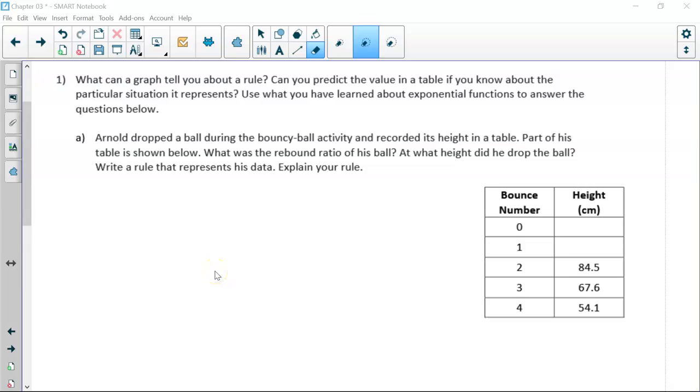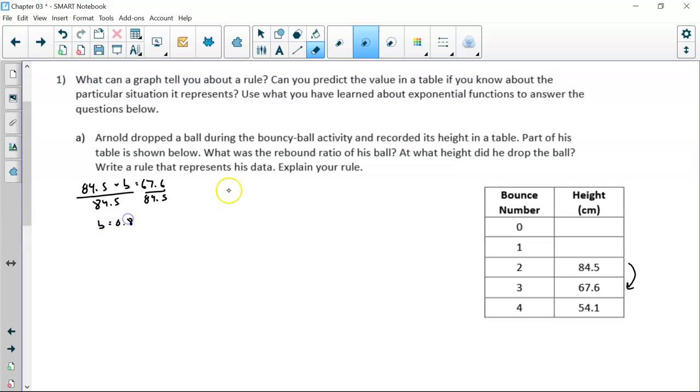So they want us to find the rebound ratio. Now the rebound ratio is really just our multiplier. So to go from 84.5 to 67.6, we're multiplying. So 84.5 times B equals 67.6. Divide both sides by 84.5, and you'll get B equals 0.8. So our rebound ratio is 0.8.